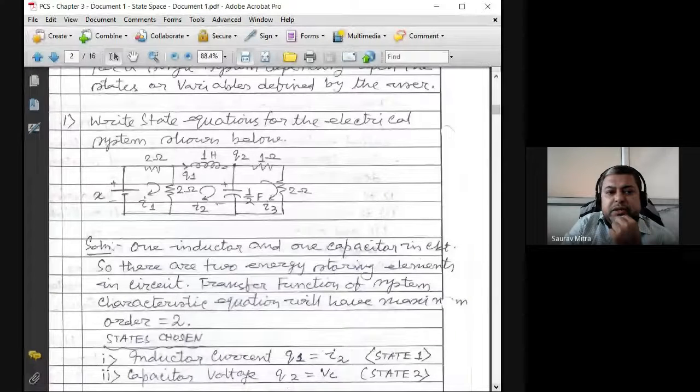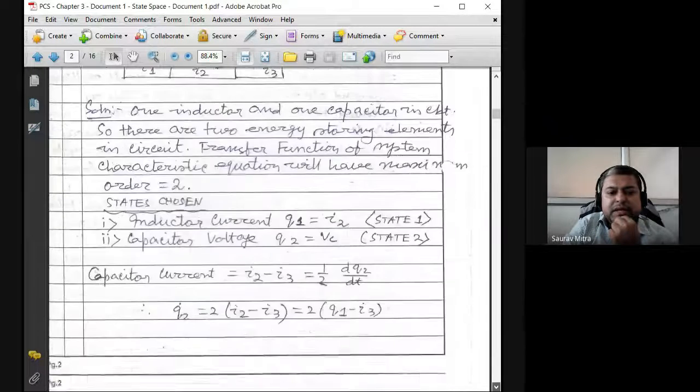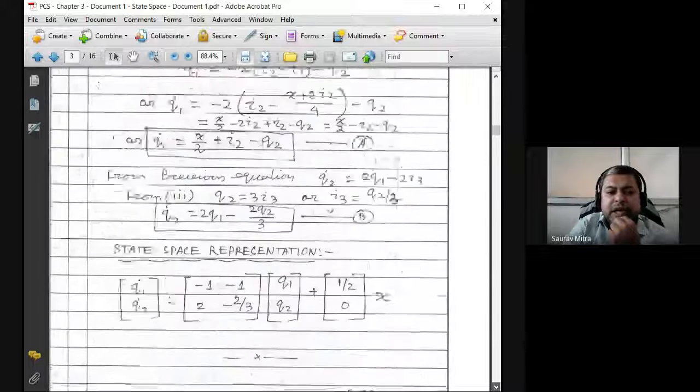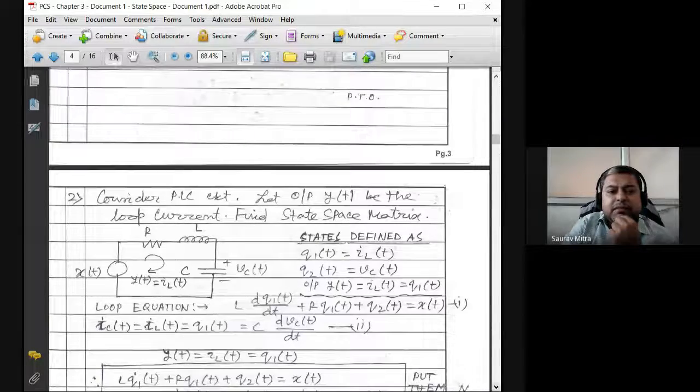Write the state equation for the electrical system shown below. It's a big numerical. We are not going to do it now. Let us go to a very simple numerical.